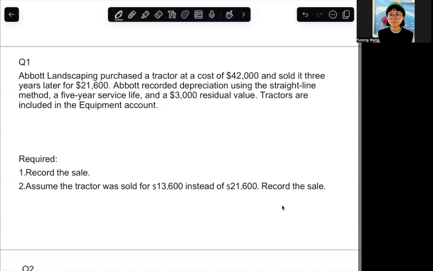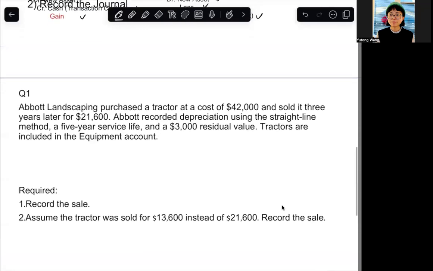Okay, let's look at the first question. The first question is about sales of the asset. So, about landscaping. This company purchased a tractor at a cost of 42,000. So it originally cost that much, and sold it 3 years later for 21,600.